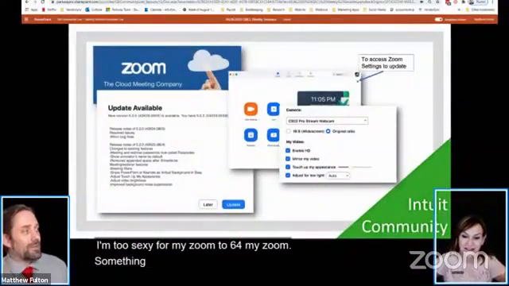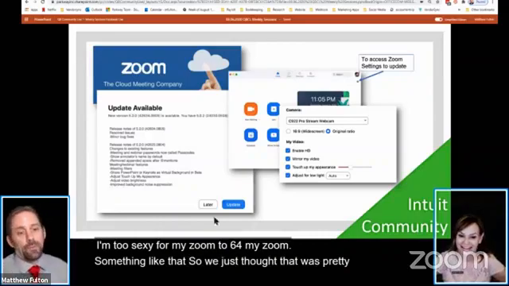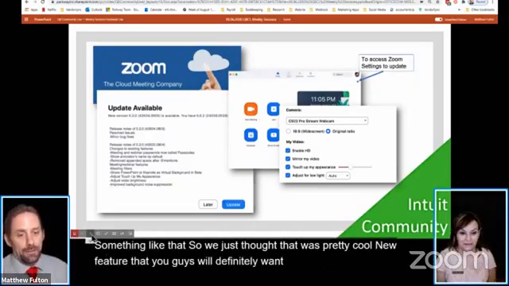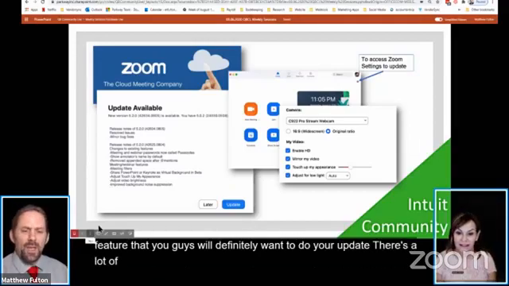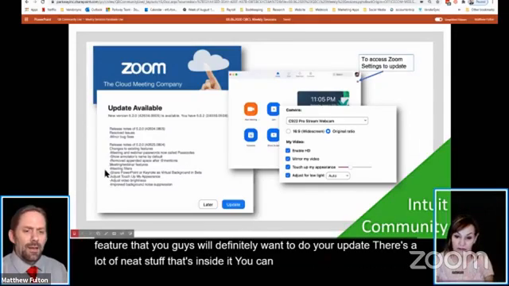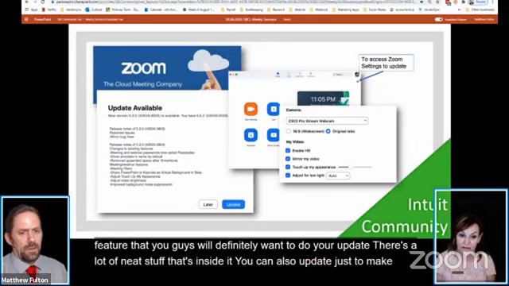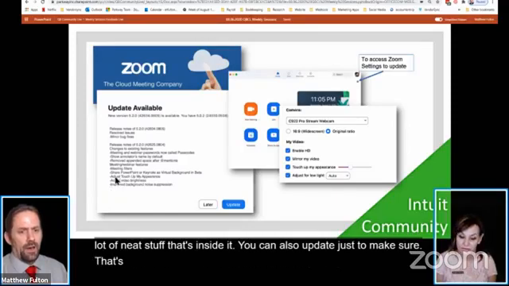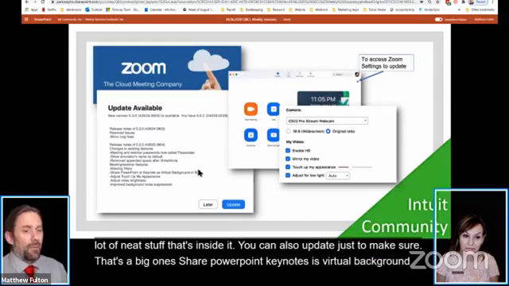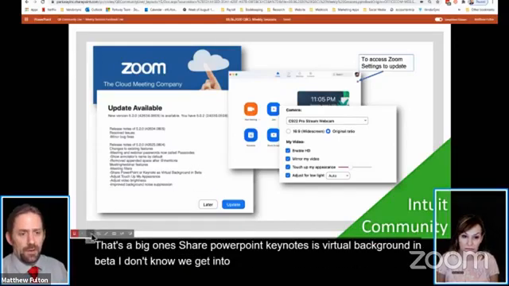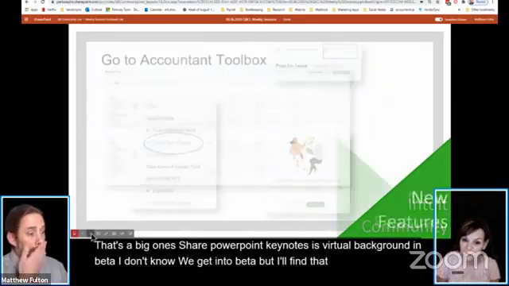So we just thought that was a pretty cool new feature that you guys will definitely want to update. There's a lot of neat stuff inside it. And sometimes update just to make sure your security settings are current too. That's a big one. Share PowerPoint keynotes as virtual background is in beta. I don't know how we get into beta, but I'll find that out. I think it's right in there.